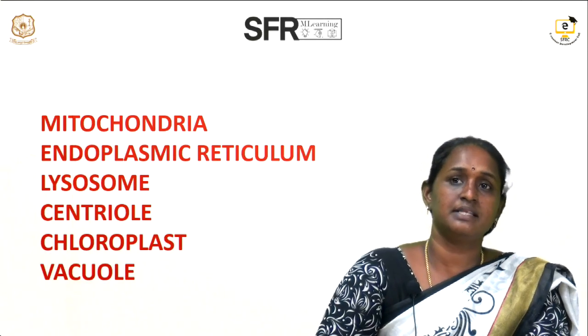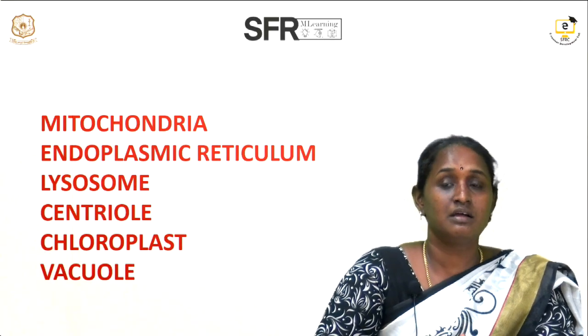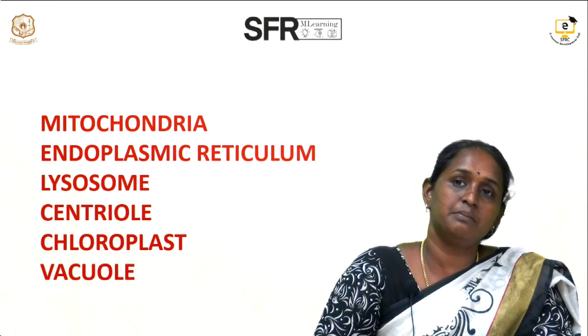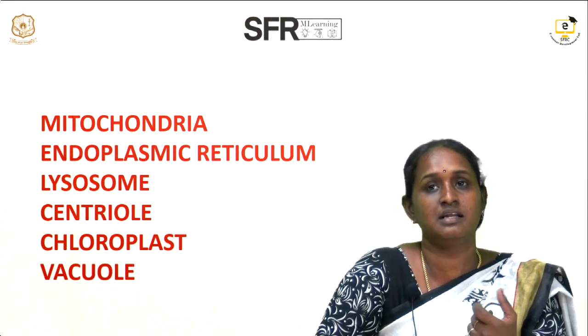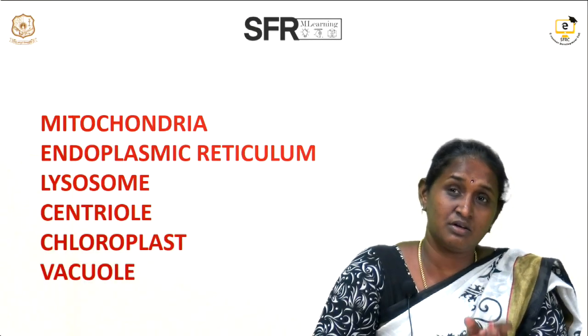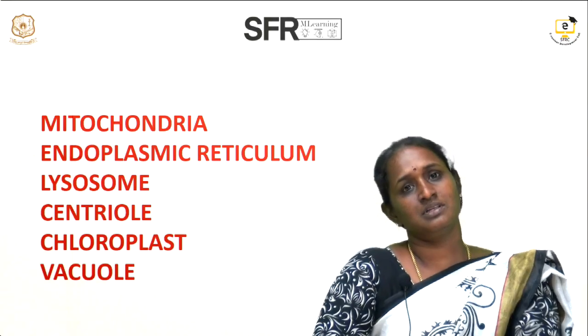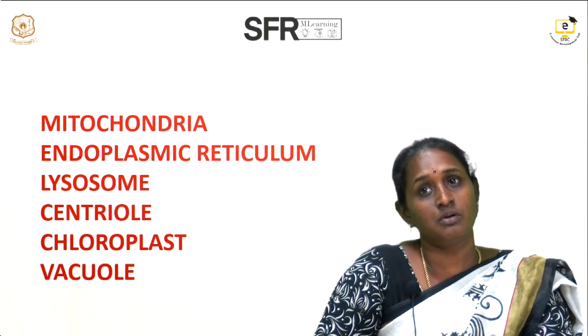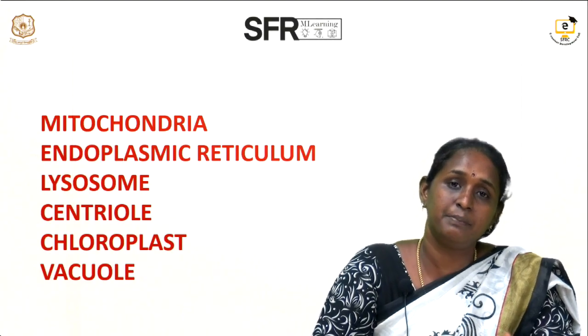The next one is the chloroplast. We already heard about the chloroplast in 6th standard, in green plants. Green plants look green due to the presence of a green pigment. So the chloroplast is what gives the green color to the plants. Not only that, it is also used for the preparation of food.